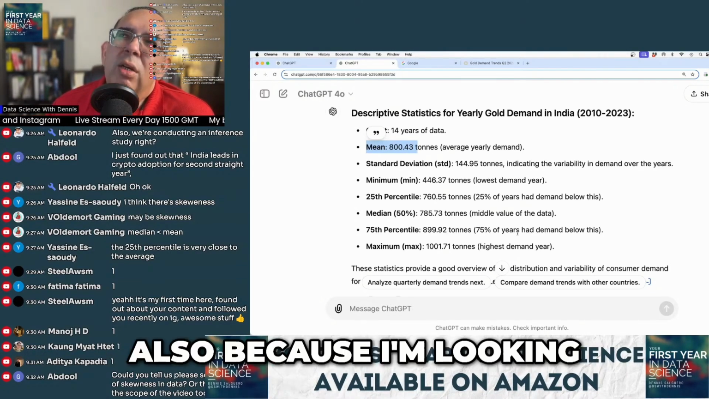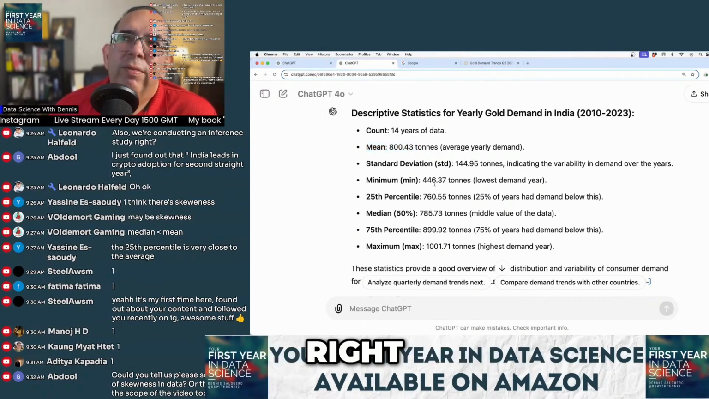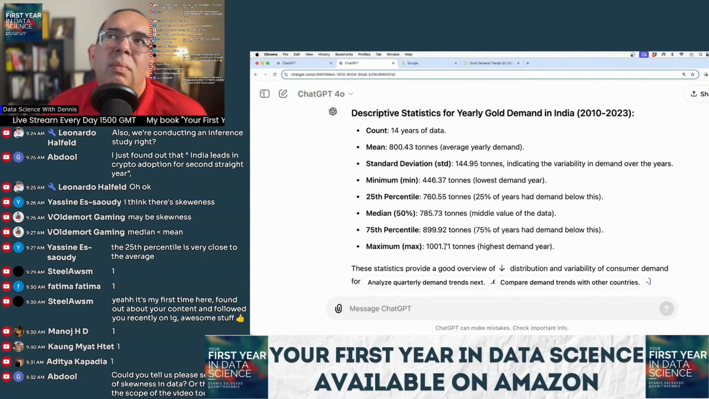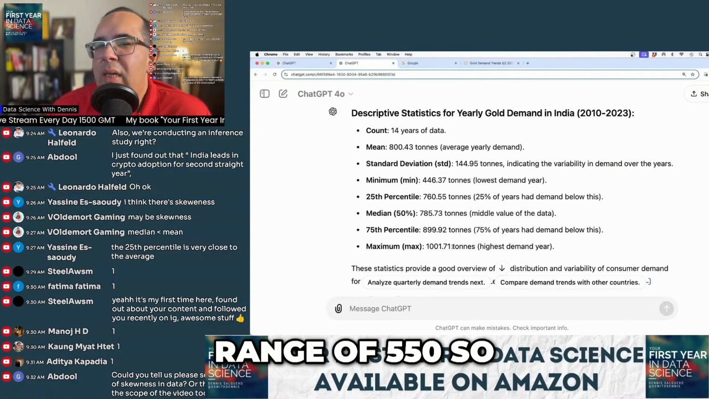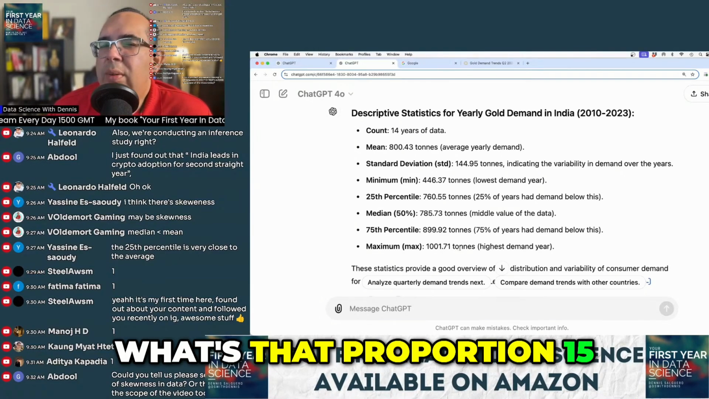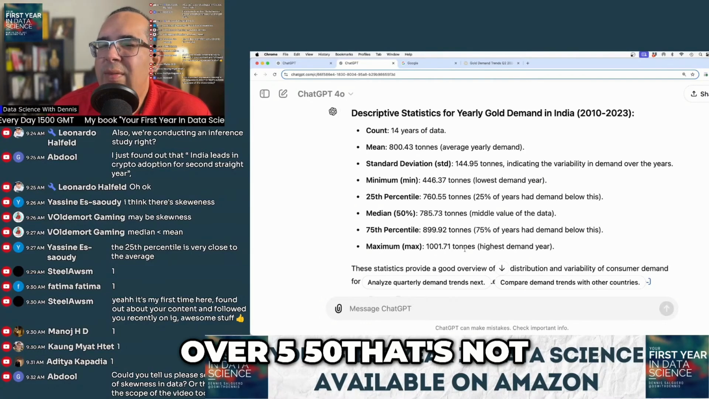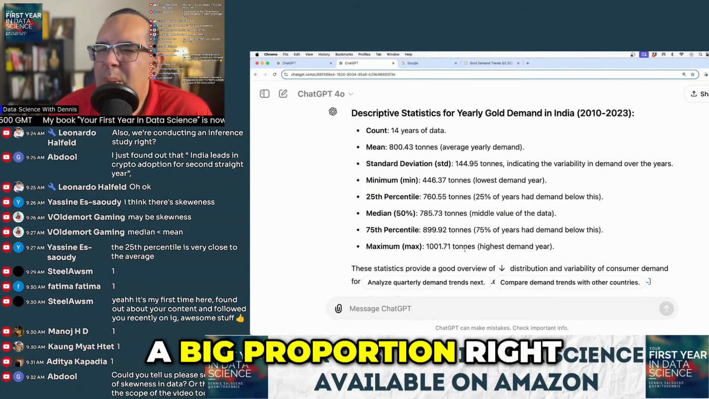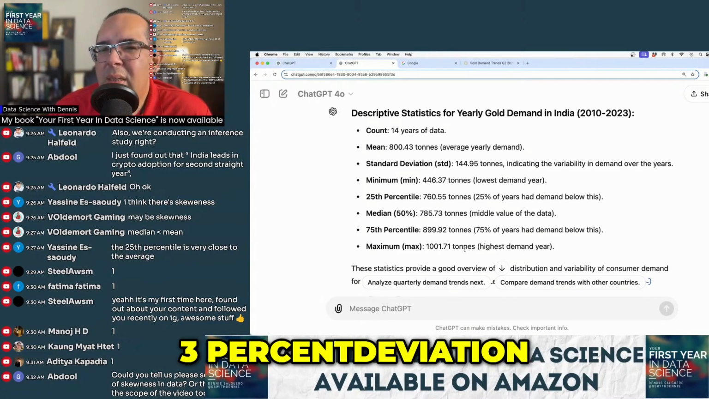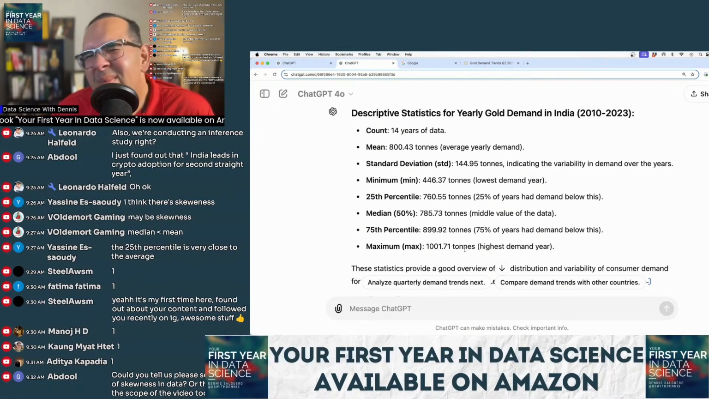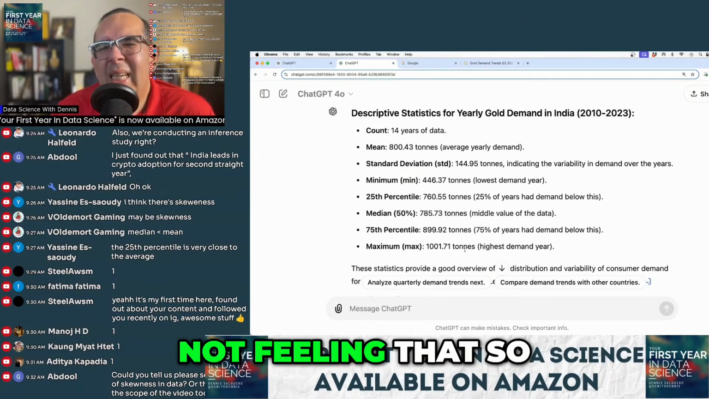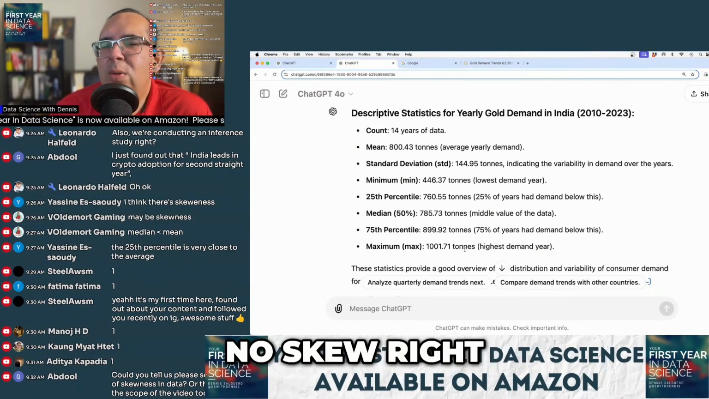I'm not feeling that also because I'm looking at the range, right? 446 to 1001. What is that? A range of 550? So what's that proportion? 15 over 550? That's not a big proportion, right? What is that? 3% deviation? Not feeling that. So that gives me team no skew, right?